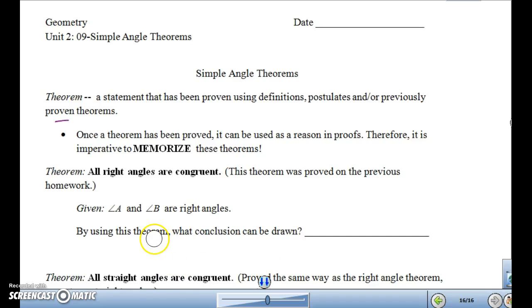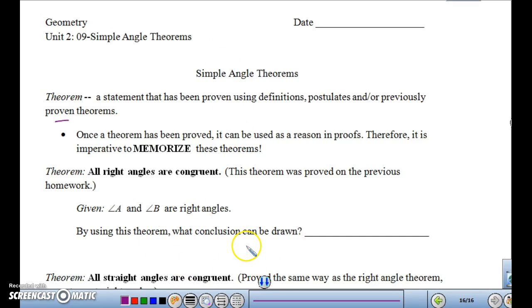This is Geometry, Unit 2, Lesson 9 on simple angle theorems. A theorem is a statement that has been proven using definitions, postulates, and/or previously proven theorems. Basically, it's a statement that's used so much that it's proved to become a theorem, so you don't have to reprove it every time.